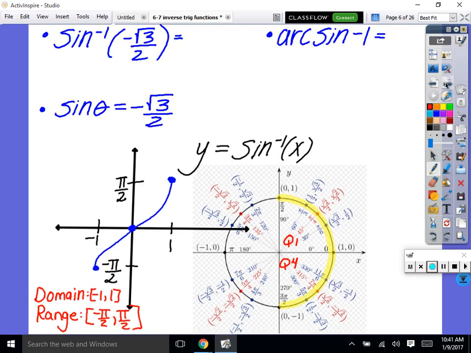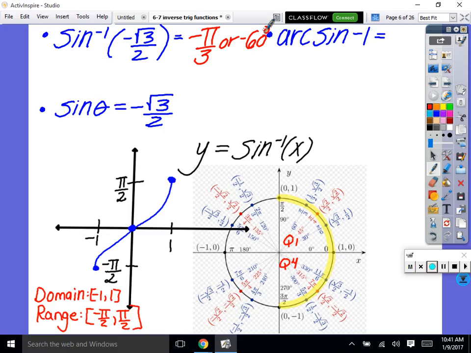Okay, a couple more examples. Sine inverse of negative square root of 3 over 2. What angle has the sine value negative square root of 3 over 2? Negative pi thirds, or negative 60 degrees. True.